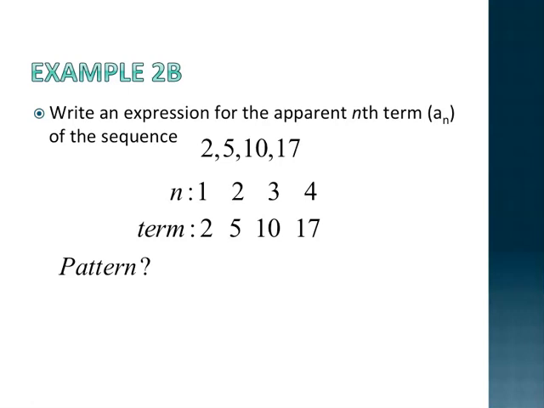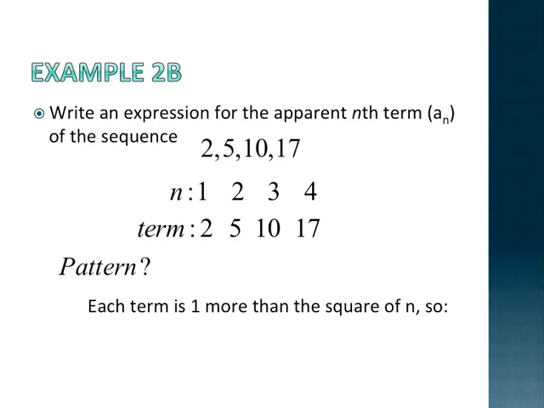In this particular case, if you take a look at your values of n, if you were to square each of those, it gets you pretty close to the actual term, right? So 1 squared is 1, 2 squared is 4, 3 squared is 9, 4 squared is 16. They're each off just by 1. So you'll notice that the pattern here is that each term is 1 more than the square of n. So writing that in algebraic notation, that would be a sub n is equal to n squared plus 1.